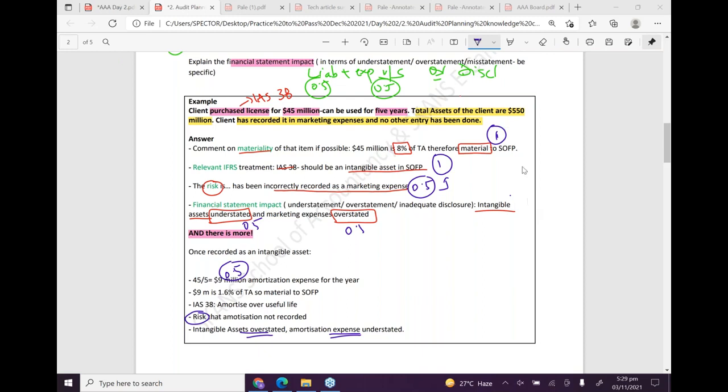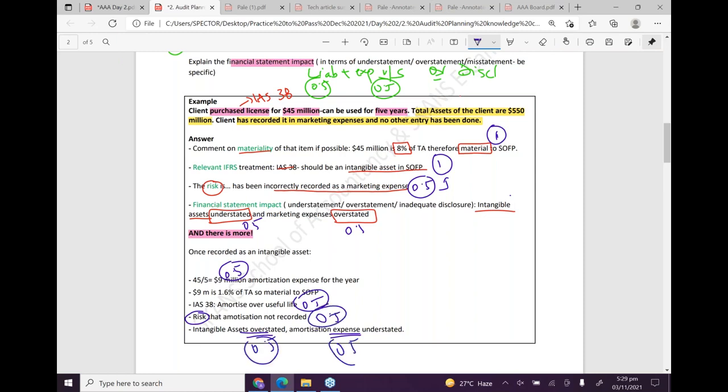Afan, because that's the way I word it. If you don't want to write "the risk is", this basically means the problem. Instead of writing risk, you can write the problem. If you have mentioned this over here, then you won't get a separate mark for that. The risk amortization has not been recorded.